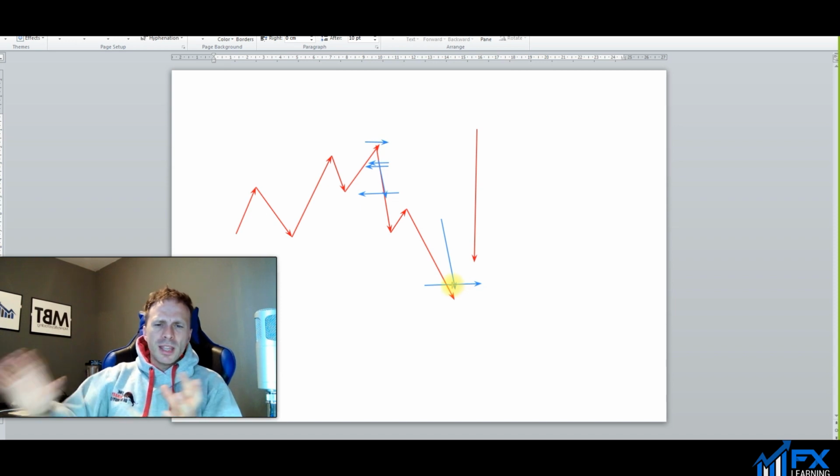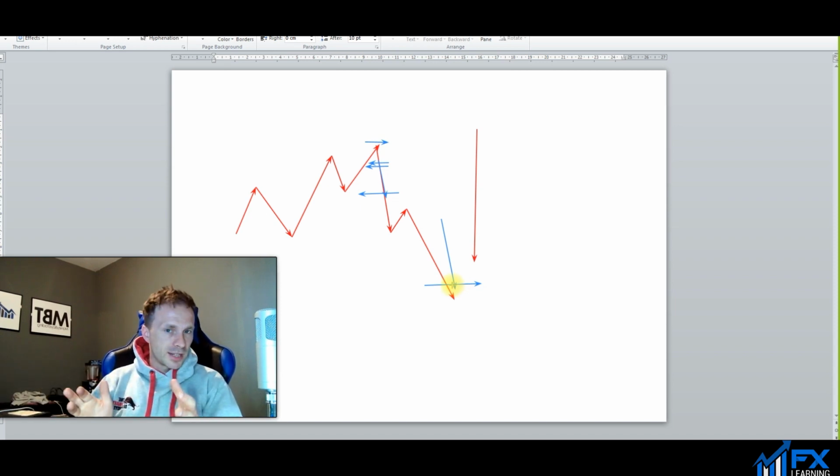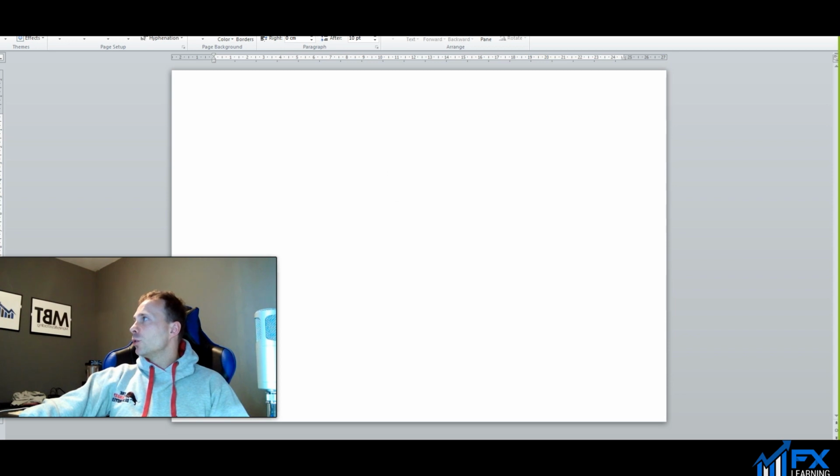Now, one person said in the comment section, why don't I use a trailing stop loss? What I found with using a trailing stop loss is they can work against us. They can actually take us out. If you are going to use a trailing stop loss, it's actually better that you do it manually rather than having an indicator or trade management system do it for you. And I'll actually explain to you.